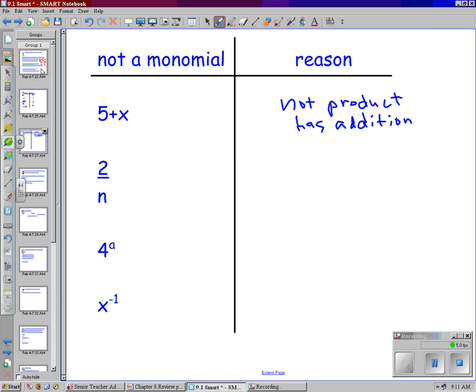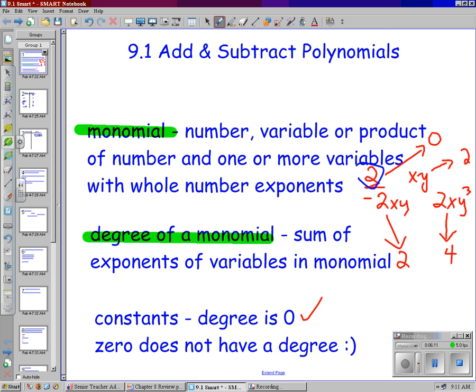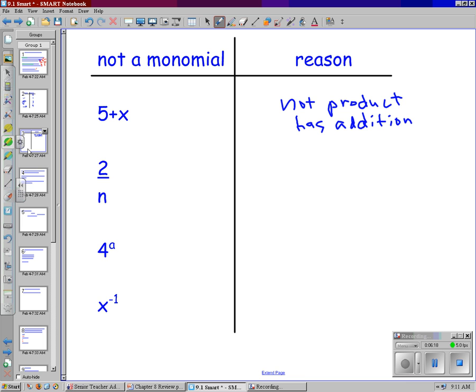Remember back here that this is a monomial. There are no variables in the numerator. It's just a constant. Okay, Michael? 0. If n were equal to 0, we'd have a tough time, but that's not the reason it's not a monomial. Harrison? You have a variable in the denominator?